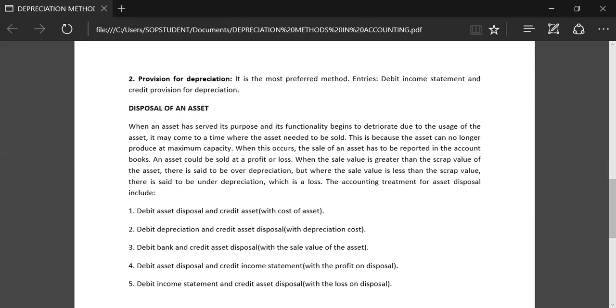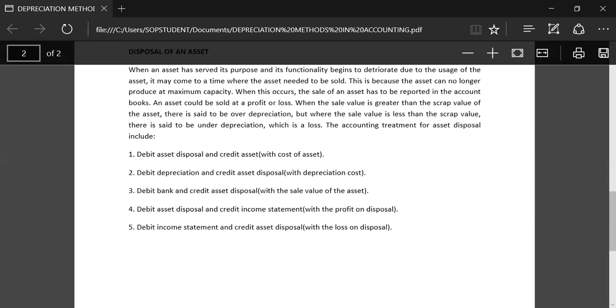Now, assets can actually be disposed at a profit or a loss. Even though it's a disposal, it could be at a profit or at a loss. That can be ascertained by comparing with the value of the asset as at the date of disposal. The depreciation cost will be deducted from the cost of the asset to derive the book value as at the day of disposal. This amount is compared with the amount the asset was disposed at to ascertain if it was a profit or a loss.